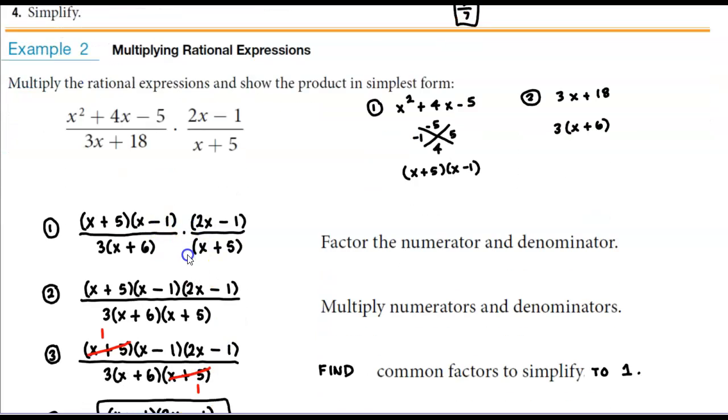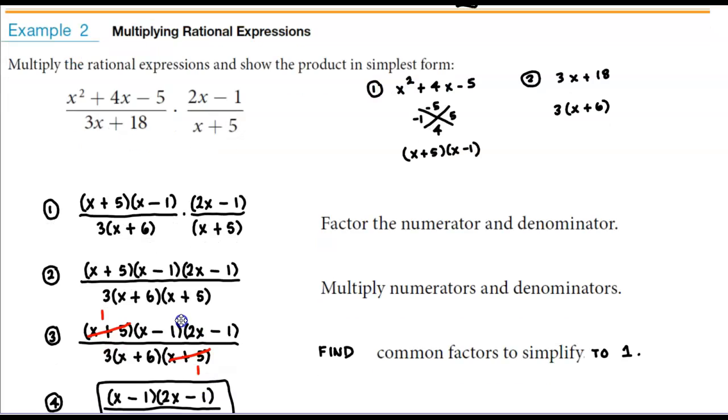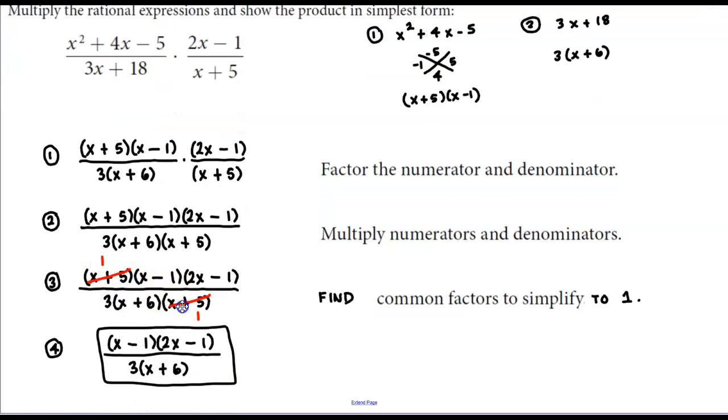Now that we've written this in factored form, we can write this in multiplication. So we have x plus 5 times x minus 1 times 2x minus 1, divided by 3 times x plus 6 times x plus 5. And if you notice, we can simplify the factors of x plus 5 in the denominator and numerator. So we can reduce that to 1. What's left in the numerator then is x minus 1 times 2x minus 1, divided by 3 times x plus 6.